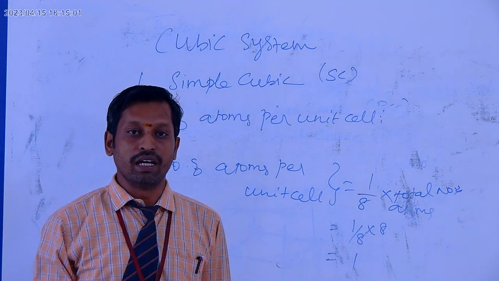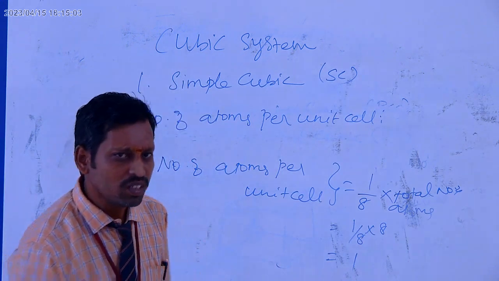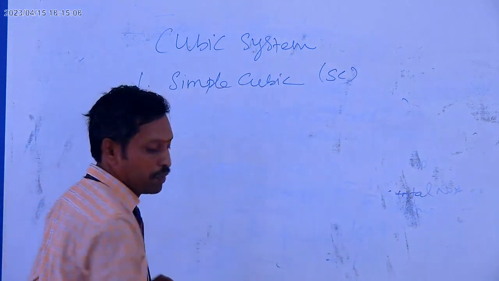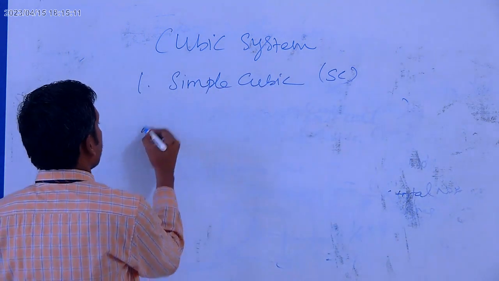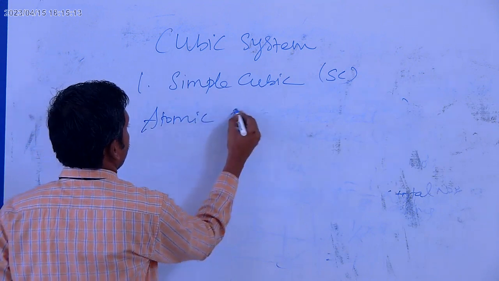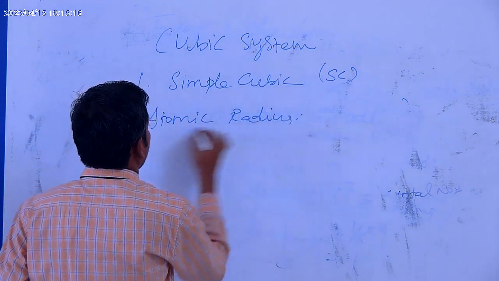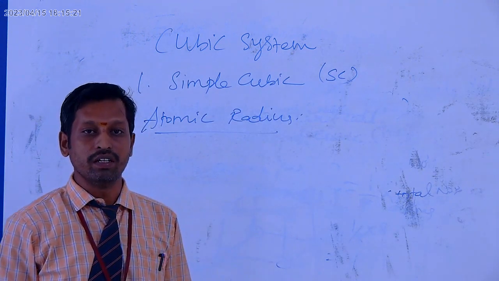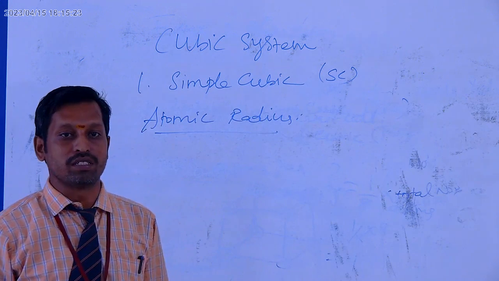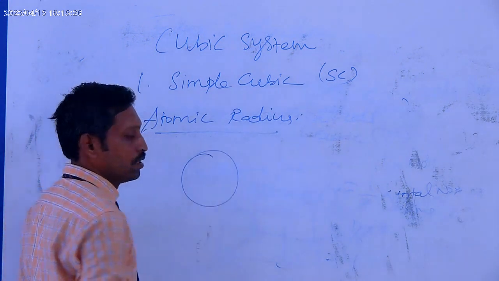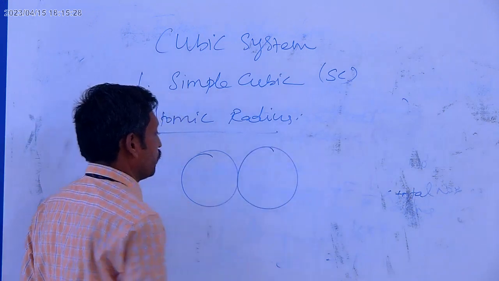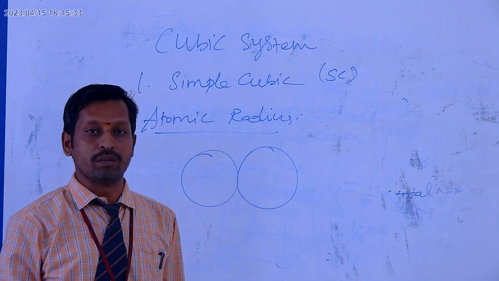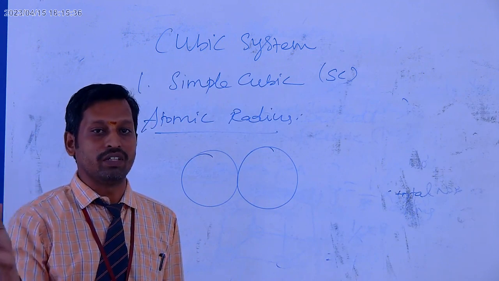Then the next parameter, atomic radius. So what is meant by atomic radius? In simple cubic structure, what is the definition of atomic radius? Atomic radius is defined as half of the distance between any two nearest neighbor atoms. So suppose this is one atom, this is another atom, nearest neighbor atom. So half of the distance between any two nearest neighbor atoms which have direct contact with each other.